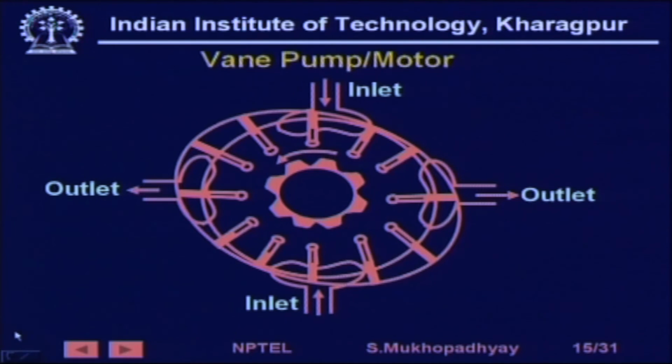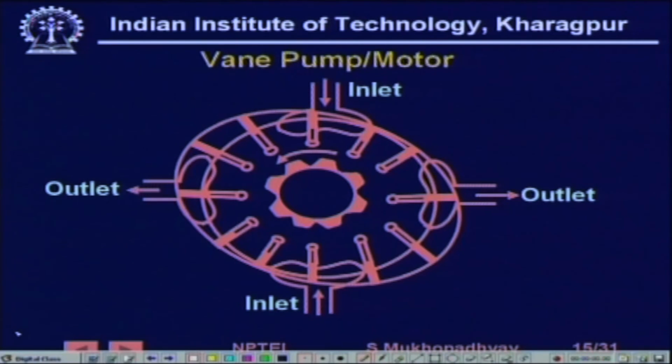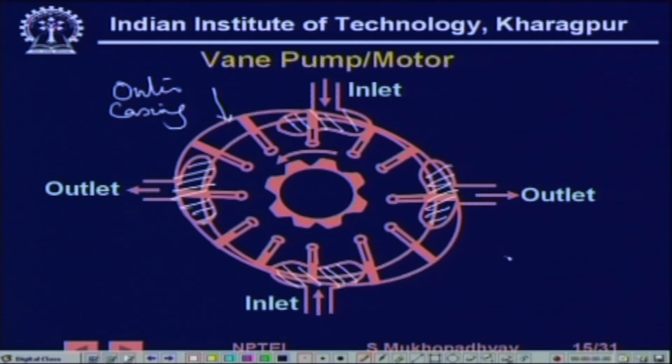This is the third kind of pump, which is called a vane pump. Here you see that this is the outer casing. This is the port through which fluid is going out, and this is the port through which fluid is being sucked in. These are the ports, and these are the vanes. These are the vanes which are spring loaded. Actually, the spring is not shown. So this is pressed against the casing.